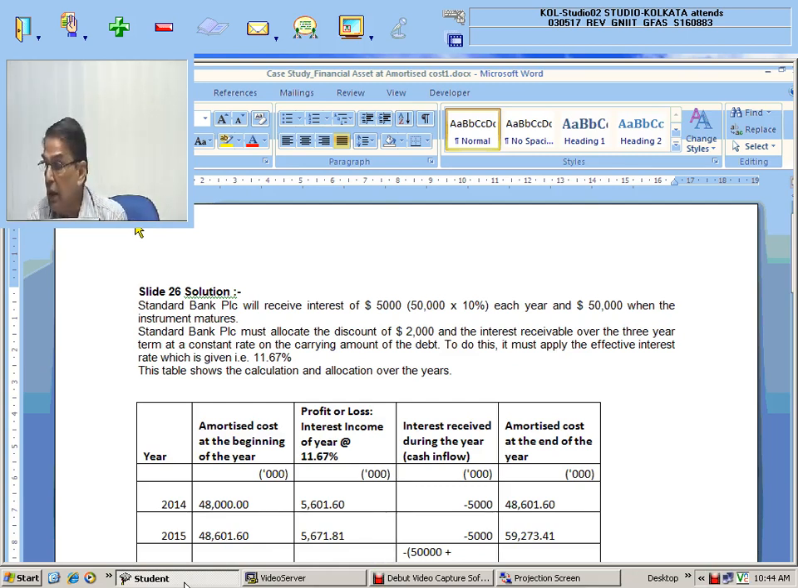So the table shows the calculation and allocation over the years. In 2014, the amortized cost at the beginning of the year was 48,000, which is 48 million. Because the last 3 zeros are dropped here, we'll see the last part of the slide as I move up.